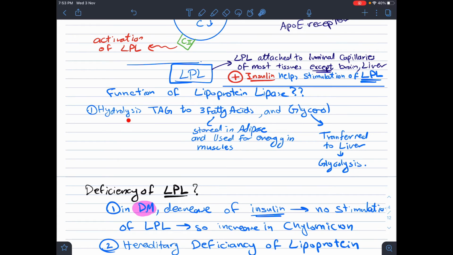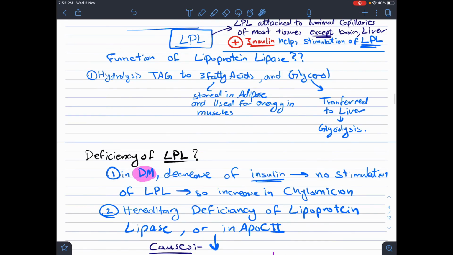So let's talk again about the functions of the lipoprotein lipase. It hydrolyzes the triacylglycerides, breaks them down into fatty acids and glycerol. As I said, the fatty acids are stored in the adipose tissue, or used for energy in the muscles. And the glycerol is transferred to the liver, and we can have glycolysis, gluconeogenesis, whatever we can use with the glycerol structure.